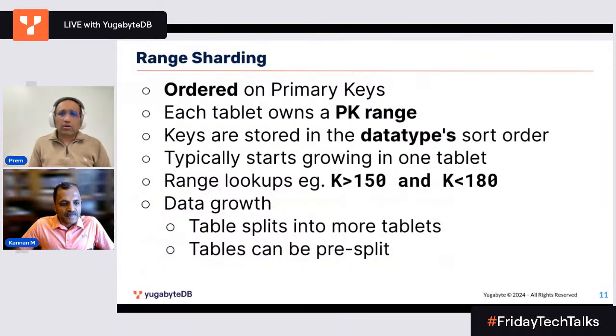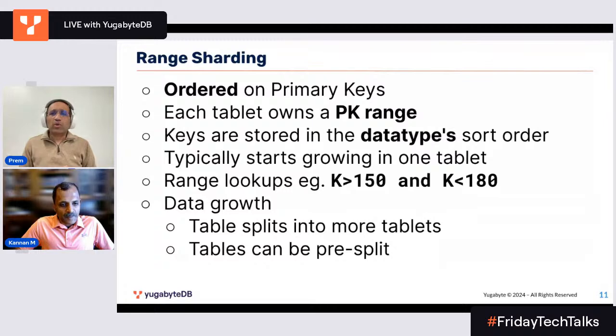Next, we are going to look at range sharding. In a way, you can think of YugabyteDB as a purely range sharded system. Either we range shard on primary keys or on the hash of primary keys. So in the case of range sharding, each tablet owns a primary key range, not the hash. Keys are globally ordered on primary keys.